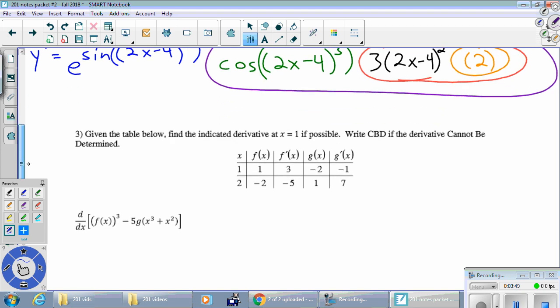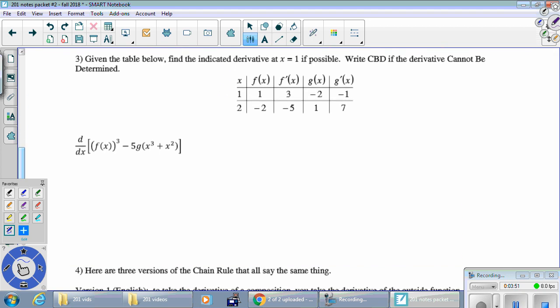Chain rule says multiply by the derivative of the stuff one time, but it happened that this particular problem involved several nested chain rules. Okay, number 3, given the table below, find the indicated derivative at x equals 1 if possible. Write CBD if the derivative cannot be determined. So I've got a table. I don't quite know what to make of it. The x values are 1 and 2, and then I'm given information about f and f prime and g prime. We'll come back to that when we're ready. Okay, so this is saying find the derivative of this complicated function. All right, so the first thing I see actually is this minus sign.